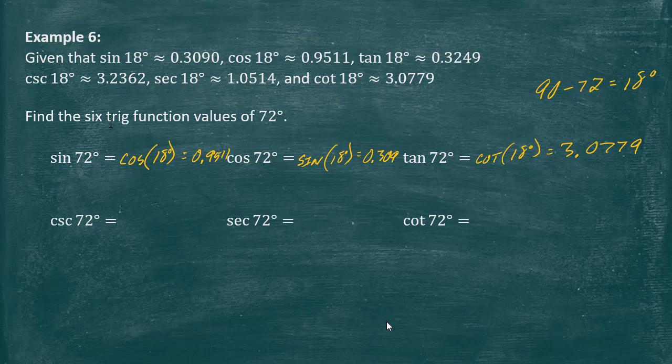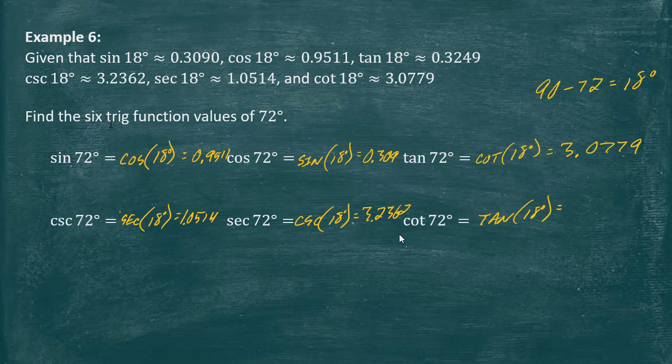So hopefully this is making sense, but I'll go through the last few relatively quick. Cosecant goes with secant, its cofunction, of the complement, and it said secant of 18 was 1.0514. Secant's cofunction is cosecant. Cosecant of its complement 18 degrees should equal cosecant of 18, which was 3.2362. And last one, cotangent of 72 degrees should match tangent of its complement 18 degrees.